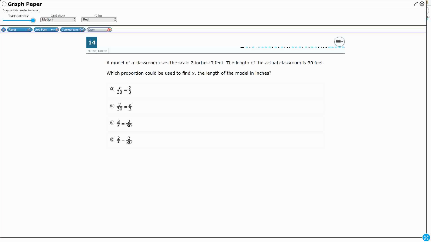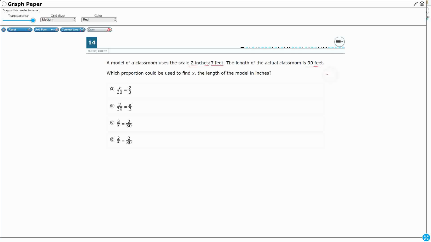So, we have the model of a classroom. It uses a scale of 2 inches to 3 feet. So that's our ratio, 2 inches to 3 feet. The actual length of the classroom is 30 feet, and then we need to find a proportion. And you notice we've just got every configuration of x and 30 and 2 and 3. Well, let's see if we can figure out how we could do this.